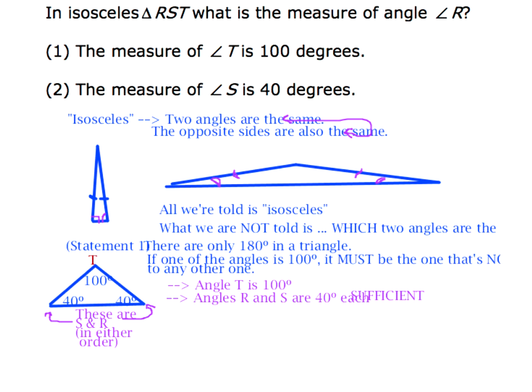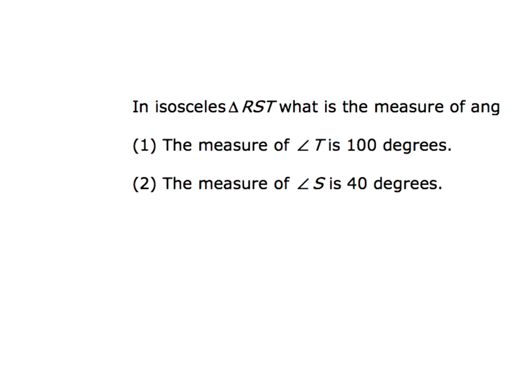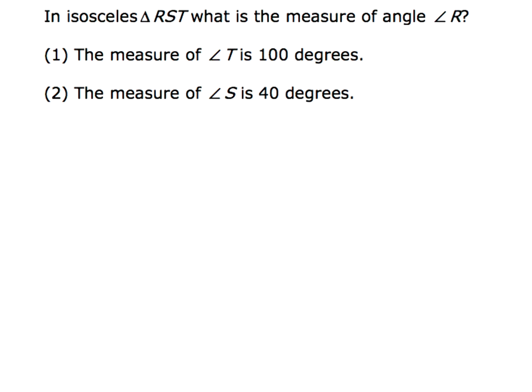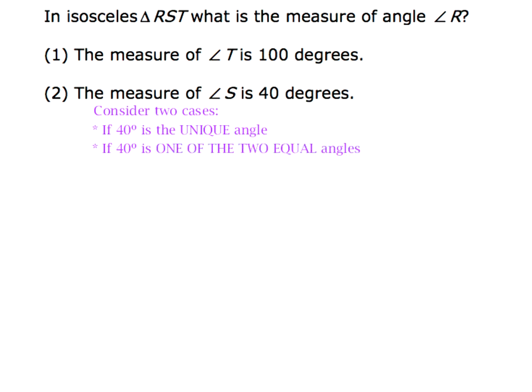Now, what about statement 2? See, that's a different animal, because 40 degrees is not this thing that can only exist one time. You have to consider two cases here. The first is the case in which 40 degrees is the unique angle. But then you also have to consider if 40 degrees is one of the two equal angles. You didn't have to do this for 100 degrees because it is impossible for 100 degrees.